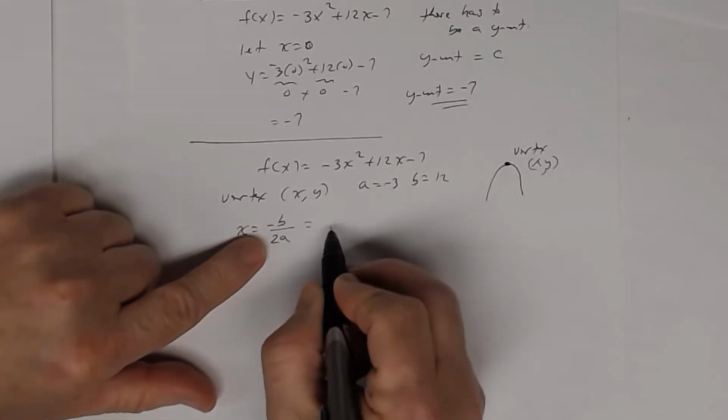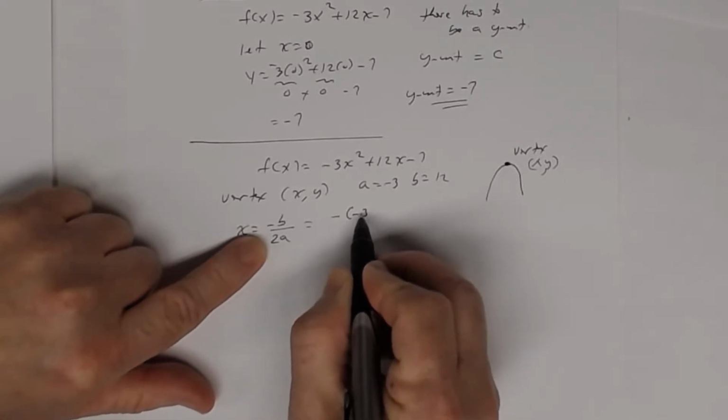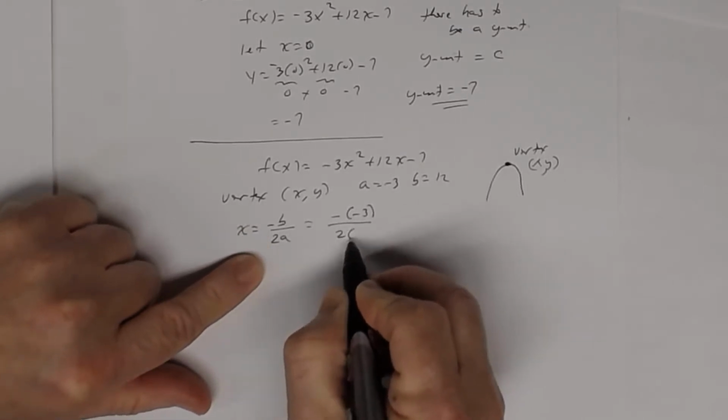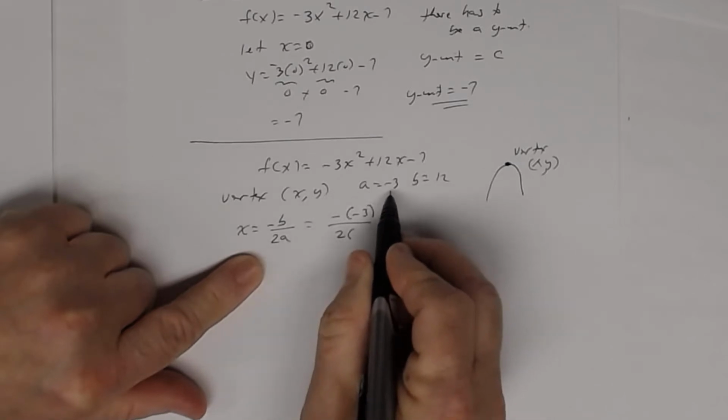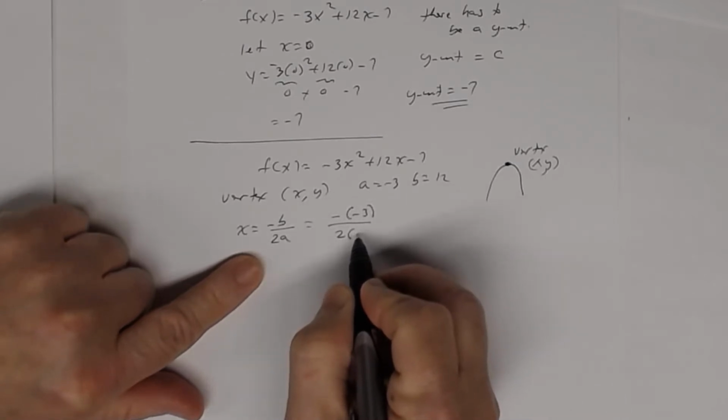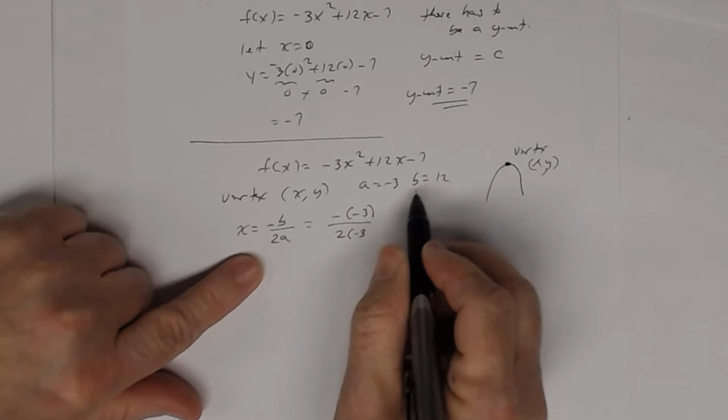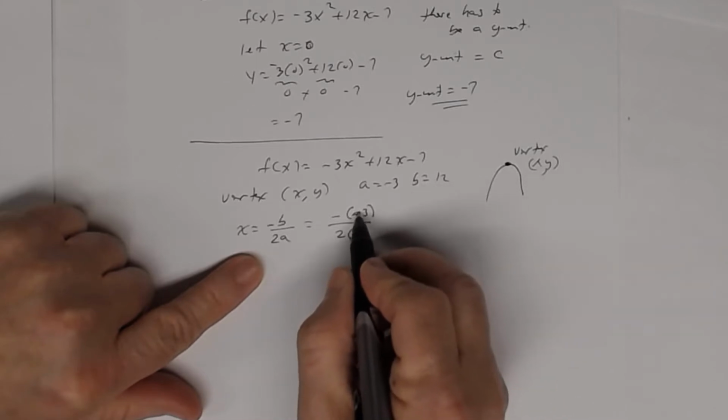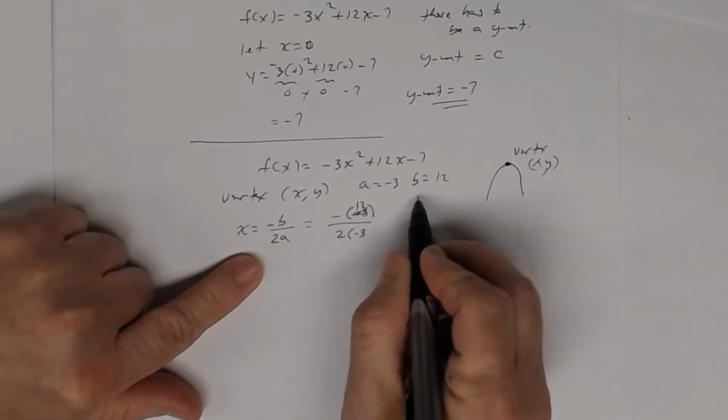So b is negative 3. This means the opposite of negative 3, divided by 2 times a. I'm sorry, b is 12, excuse me. So the opposite of 12. Excuse me, b is 12.